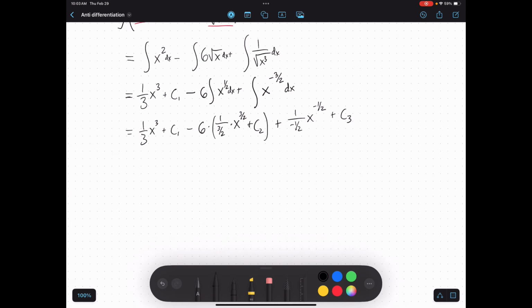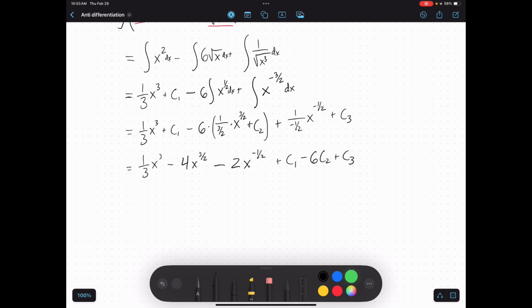Okay, let's clean this up a little bit. I'm going to have 1/3 x cubed minus, let's see, 6 divided by 3/2. I can just multiply by the reciprocal, so I can multiply by 2/3, and I get 12/3, which is 4, so I get 4 times x to the 3/2. And I'm going to leave all my constants for the end. Minus 1 divided by negative 1/2 ends up just being negative 2x to the negative 1/2. And then I'm going to put all my constants here at the end. So it's c1 minus 6c2 plus c3.